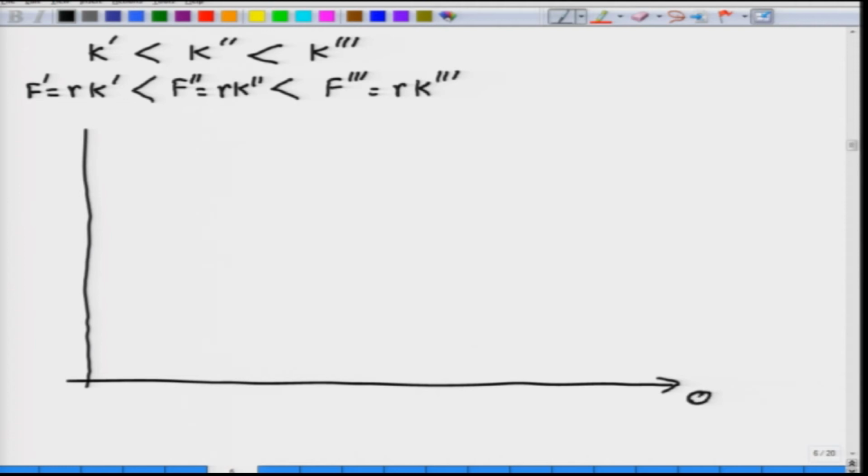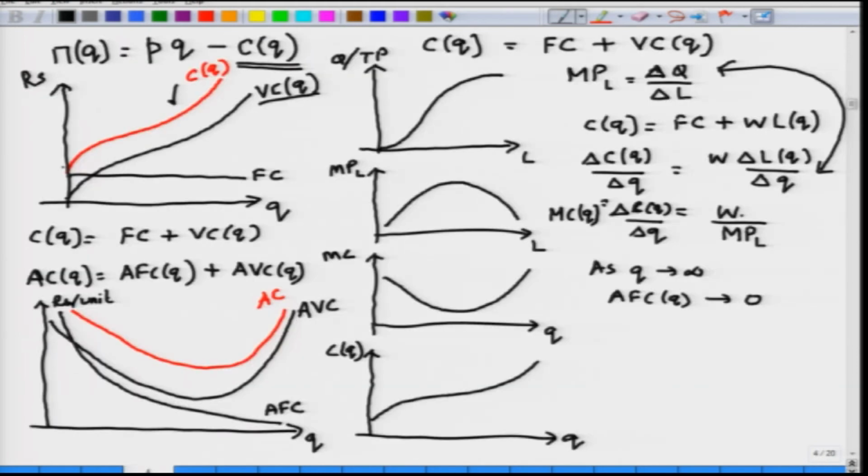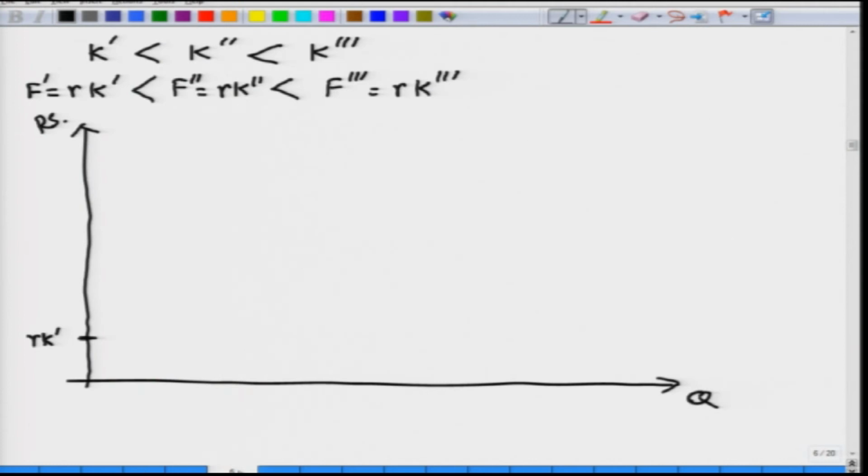So, I have output on the x axis and I am measuring cost, let us say in rupees. Okay. So, when the level of capital is k prime, my fixed cost is r times k prime, and we know that each short run cost curve takes this particular shape in red. So, if I wanted to draw a short run cost curve for a level of capital k prime, it would look something like this. We will call it CS depending on the output, but we will say that this corresponds to a level of capital which is k prime.